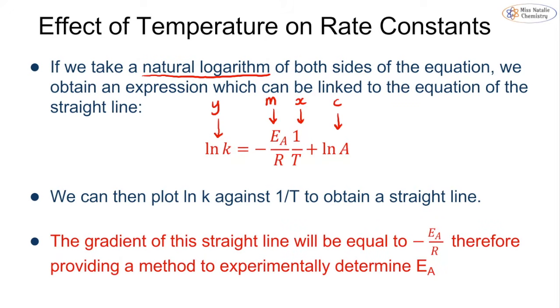So what we do is we plot ln k against 1 over T, and we get a nice straight line. And the gradient of this straight line is going to be equal to minus EA over R. So we can experimentally determine the activation energy for a specific reaction. Now, what we do with this reaction is we find out the rate constant at lots of different temperatures. And what we can then see is what the activation energy would be for a particular reaction. So we're linking activation energy, temperature, and rate constant all together.